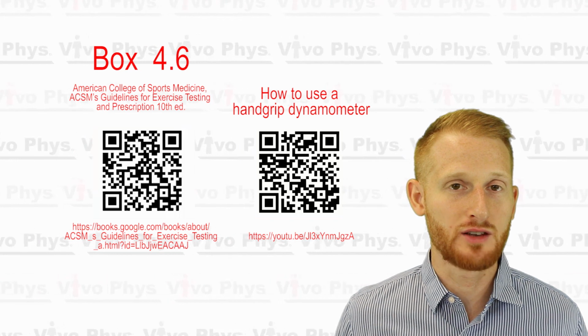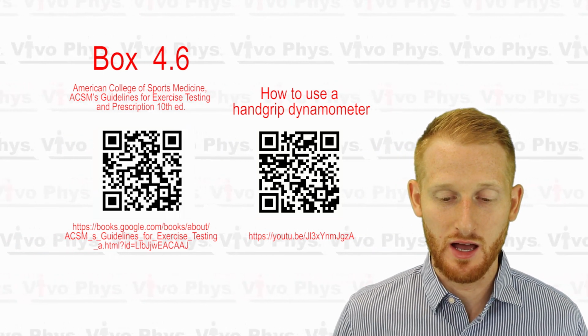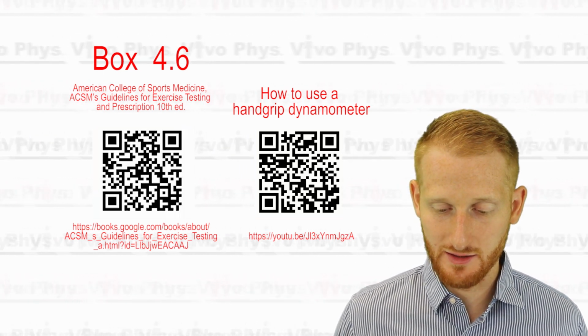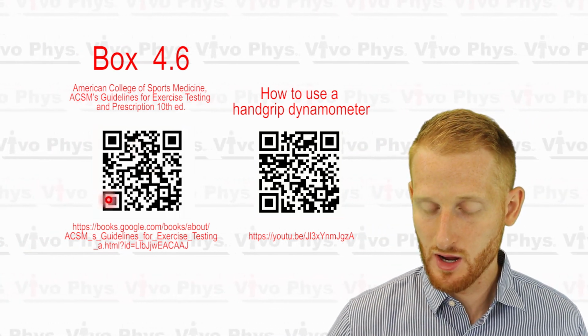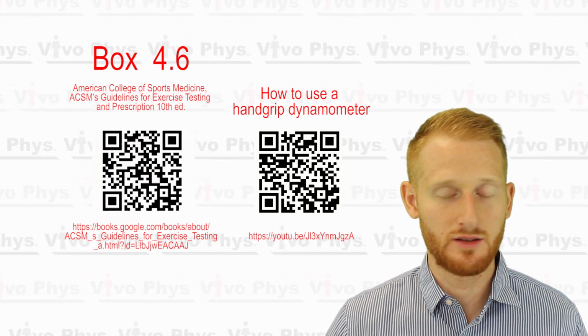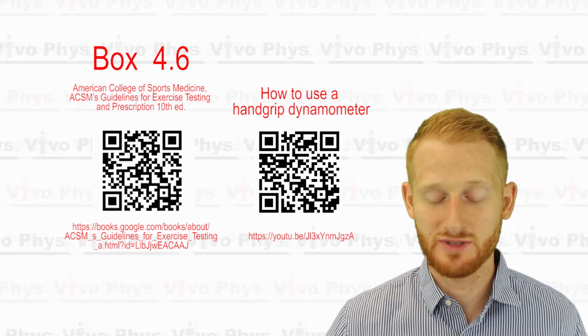If you want to learn how to do hand grip testing, see box 4.6 in the Guidelines textbook from the ACSM, so you can scan this QR code here. It's going to show you how to do hand grip testing.